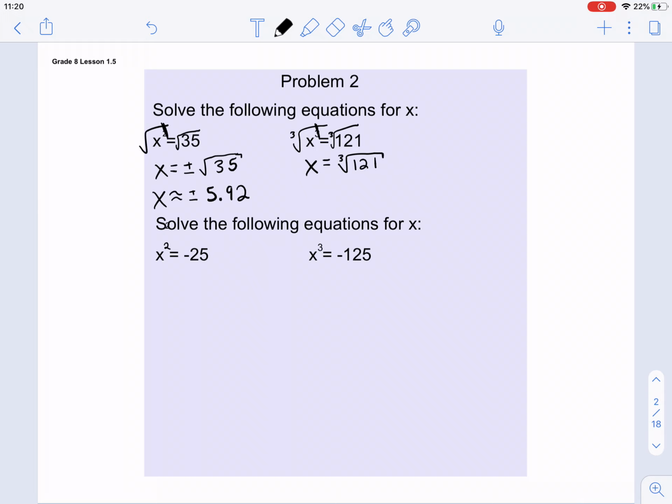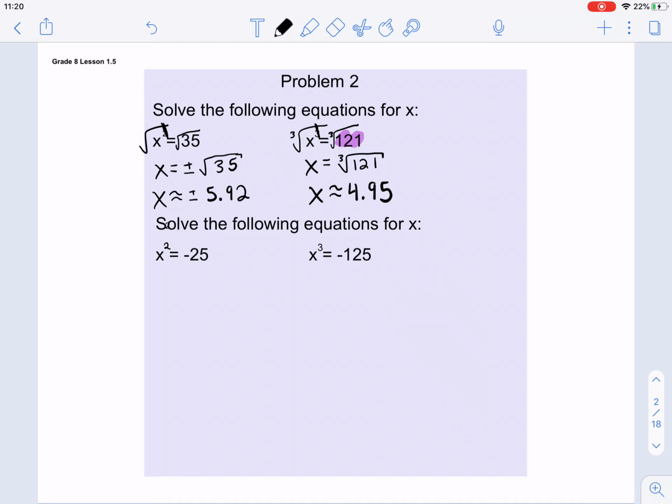When you're taking the cube root, it's not positive or negative, it's just whatever the sign is of the number that you're taking the cube root of. So my answer would just be positive cube root of 121, or if we round it, we could say that our answer is about 4.95.